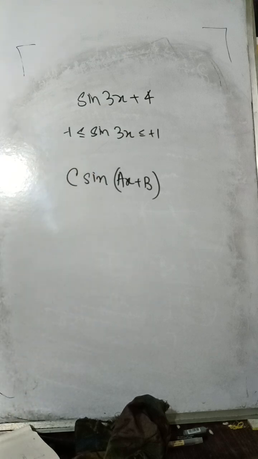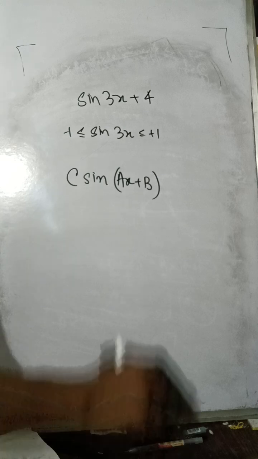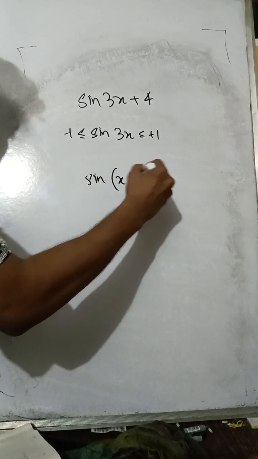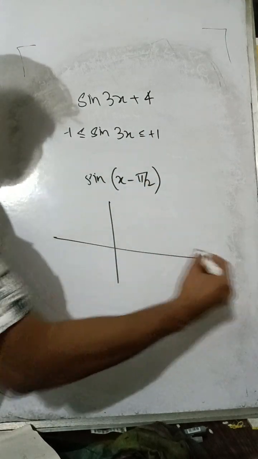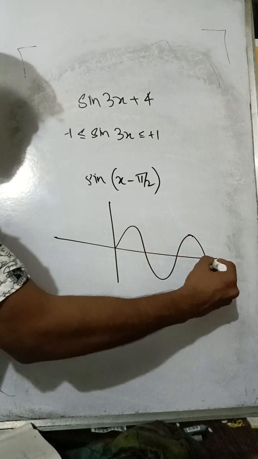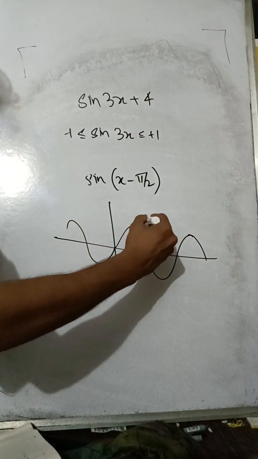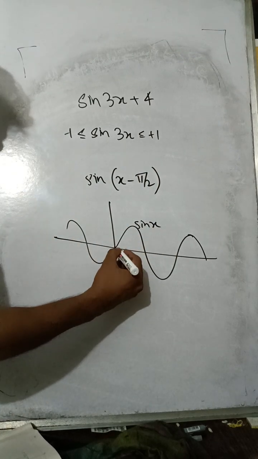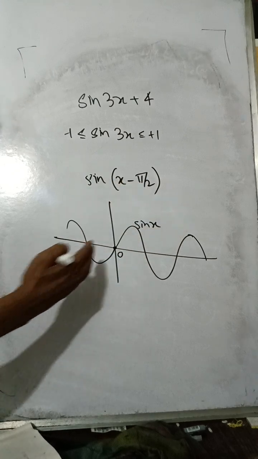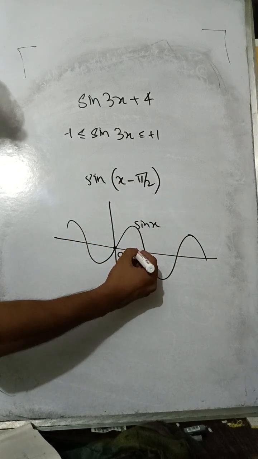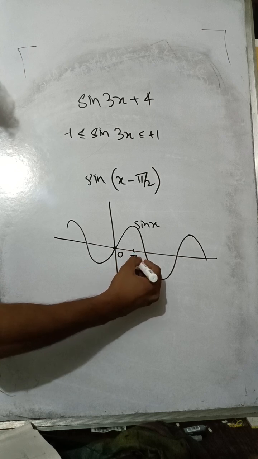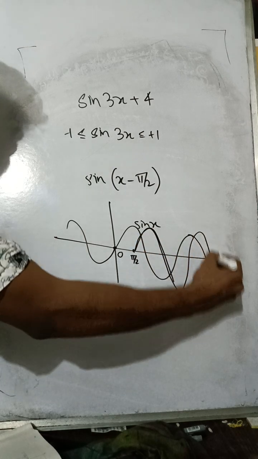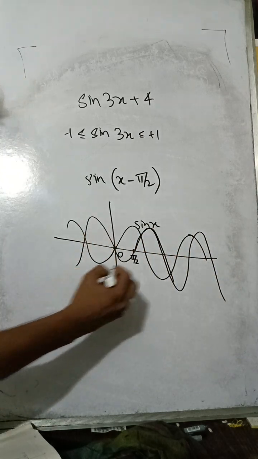This is a bit different again. So let me make it a little easier. Suppose we have something like sine x minus pi by 2. So sine x is something like this. This is sine x. What will be sine x minus pi by 2? This origin will get shifted in this case to the right by pi by 2. So at pi by 2 this will actually start. Something like this.